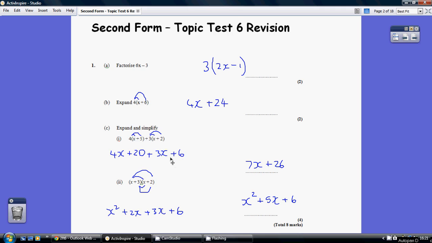Now we then have to simplify, so we gather up like terms. So we can gather up the x's, 4 here and 3 here, so that's 7x, and we can gather up the normal numbers. 20 add 6 is 26.